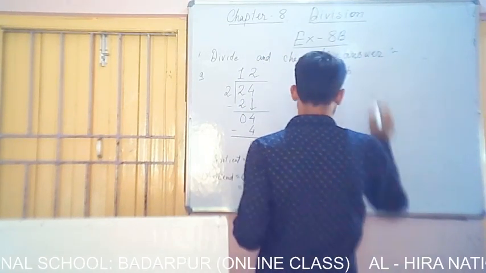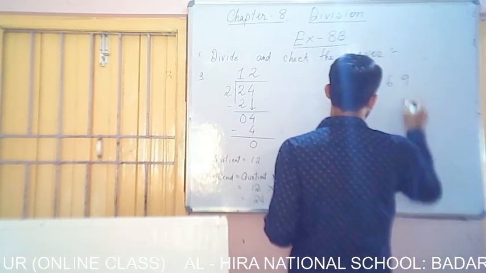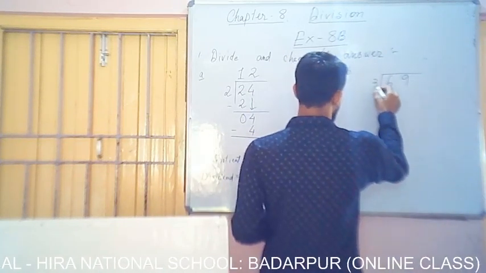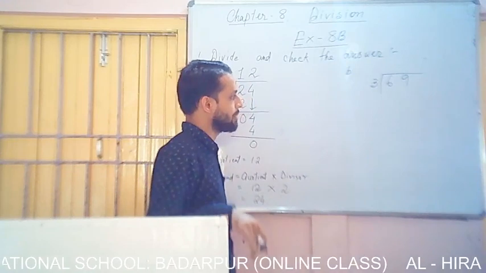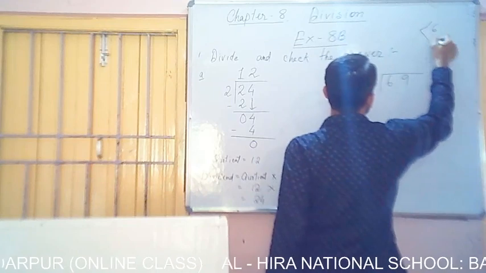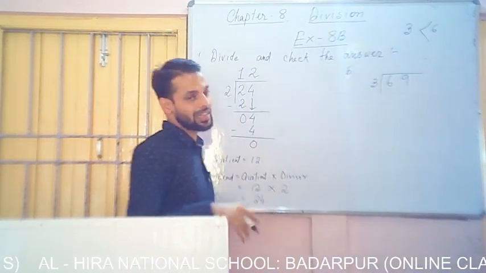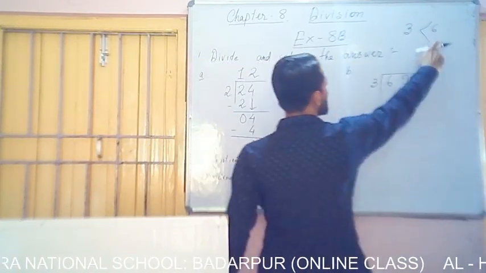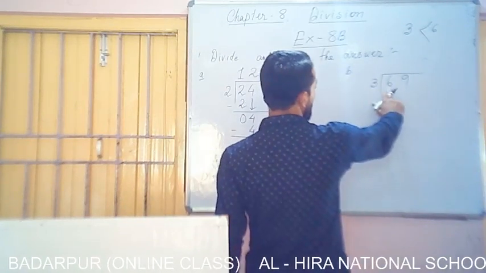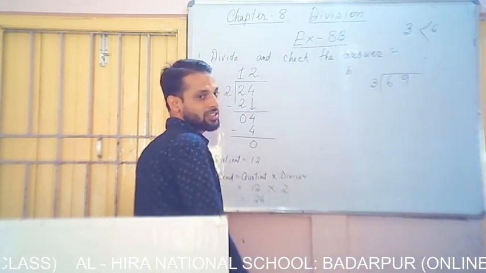Now question number B, that is 69 divided by 3. So what we have to do? First of all, we have to check whether the dividend is greater than the divisor or not. Here you see 6 is greater than 3. That means we can divide 6 tens by the divisor.